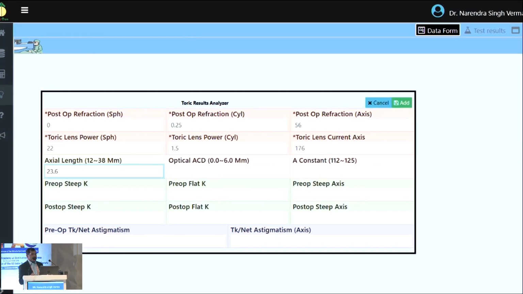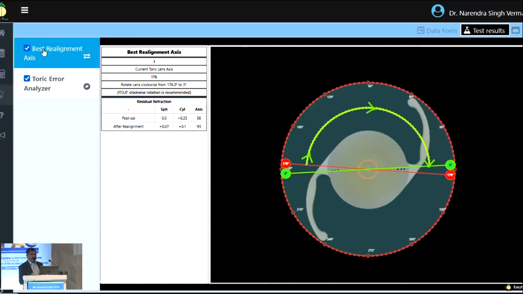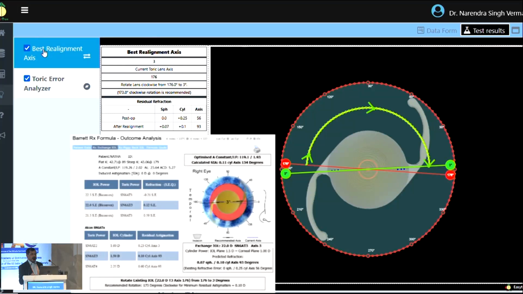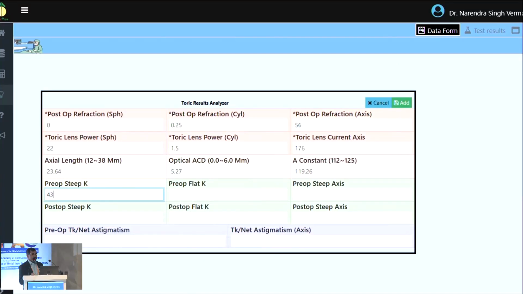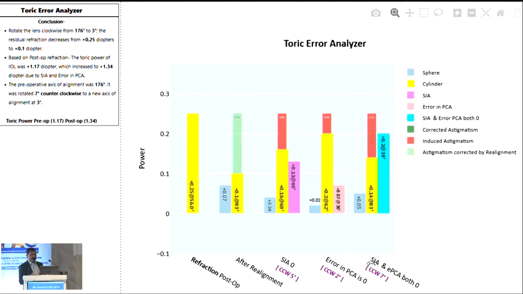Next, enter the axial length, ACD, and A constant. These results are calculated based on ELP, similar to the Barrett RX formula. Finally, enter preoperative and postoperative keratometry, net astigmatism, or TK. The analyzer will provide the amount of refractive surprise induced or corrected by SIA and errors in PCA. It also provides the preoperative and postoperative power of the toric IOL. The toric error analyzer also provides a conclusion.